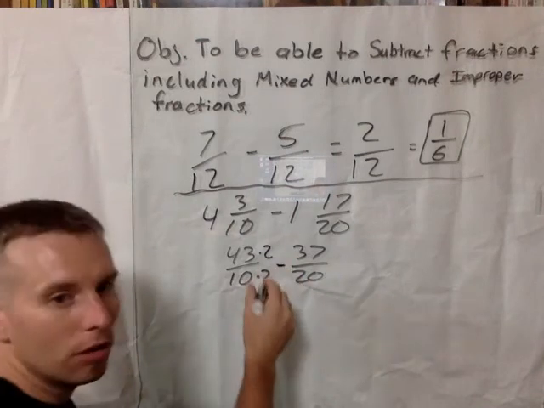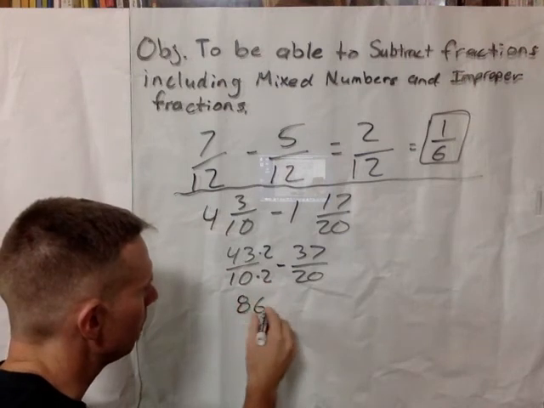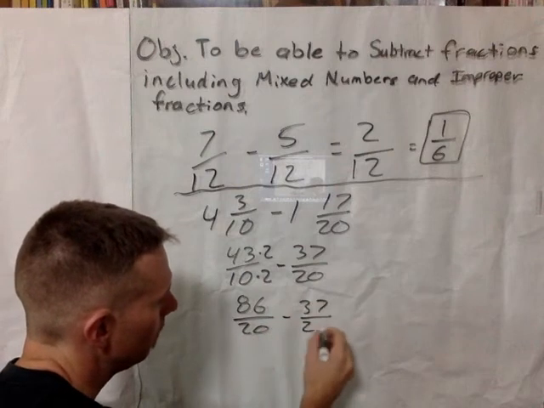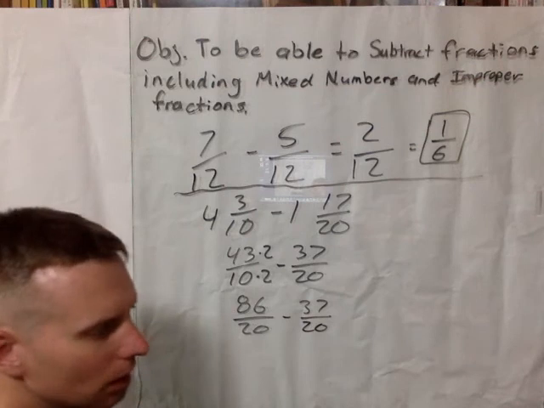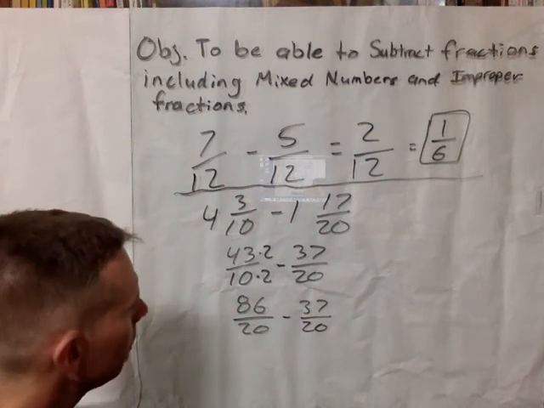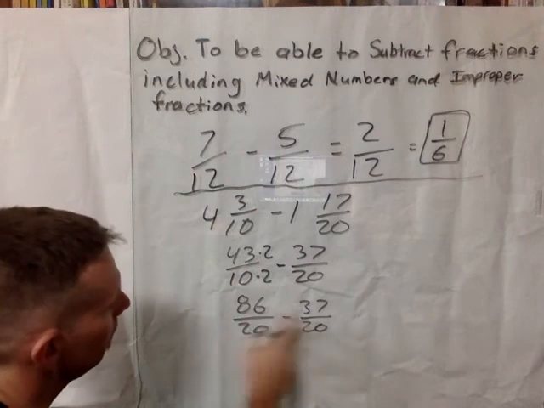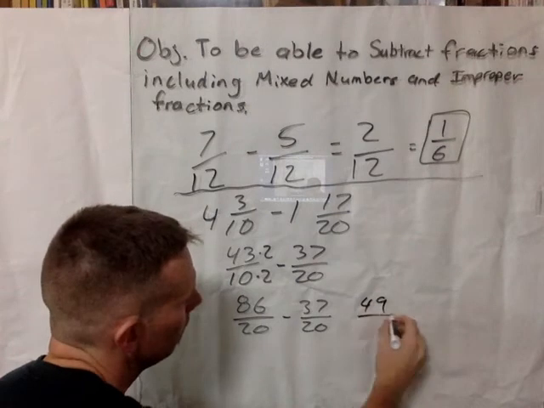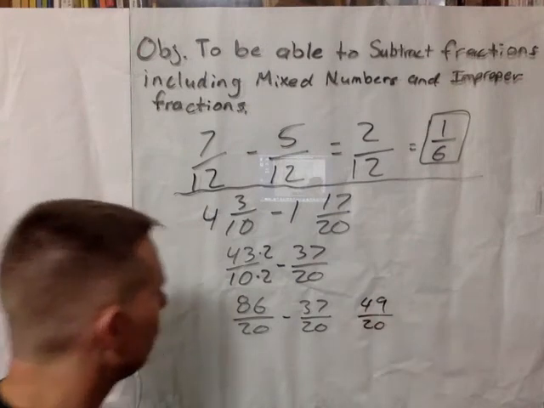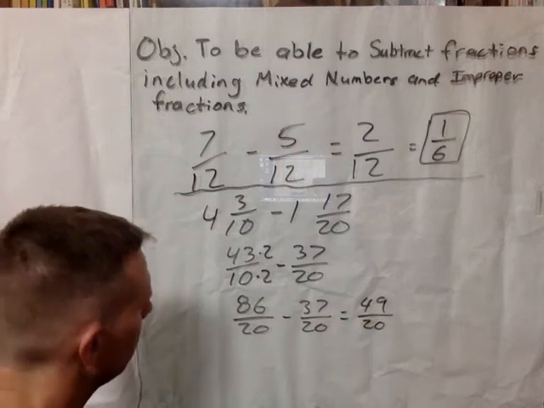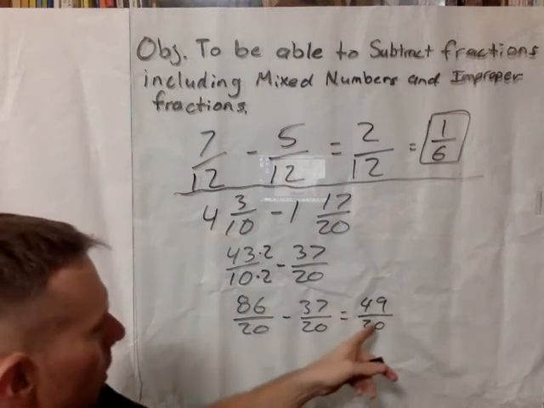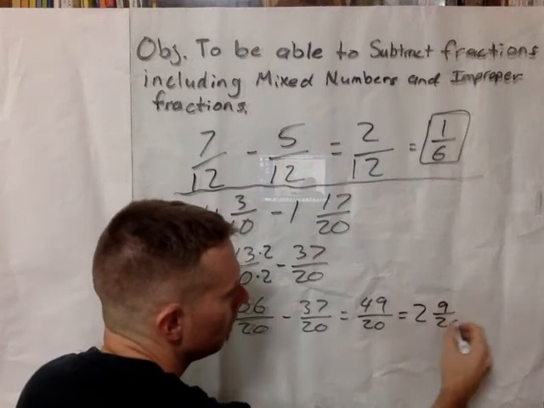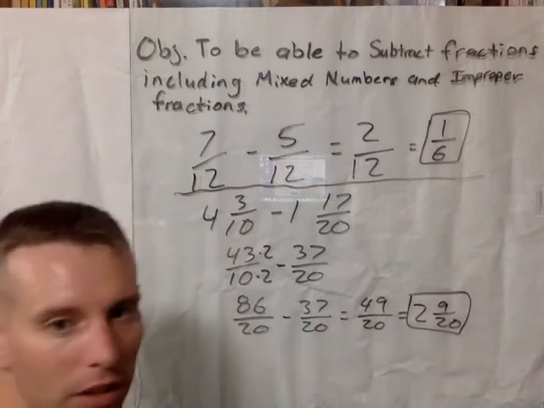Okay, so 43 times 2 is 86, and 10 times 2 is 20, minus 37/20. And let's see, if we subtract that out, we will get 86 minus 37 is 49, I believe, over 20. And then we will simplify this to 2 and 9/20, and I believe that will be our final answer.